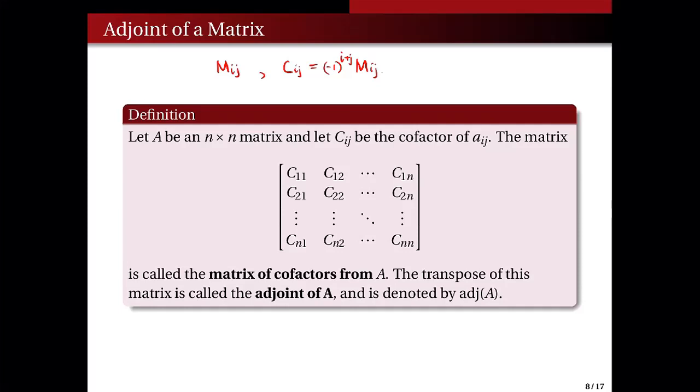So take note, you need the cofactors, and to get the cofactors, you need the minors. Any questions so far?